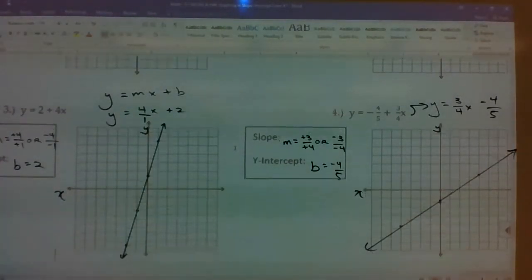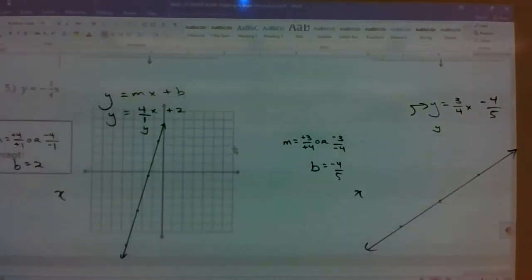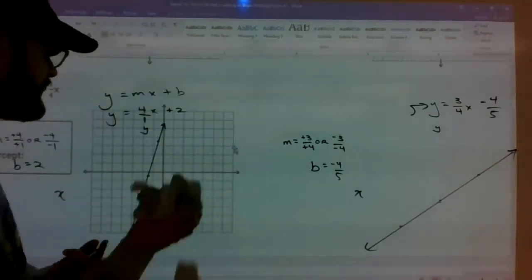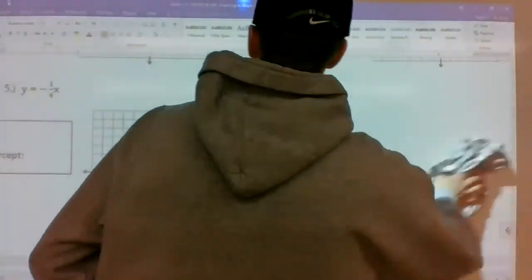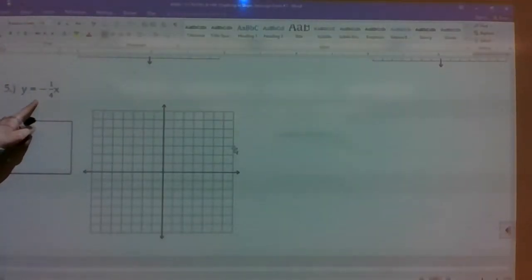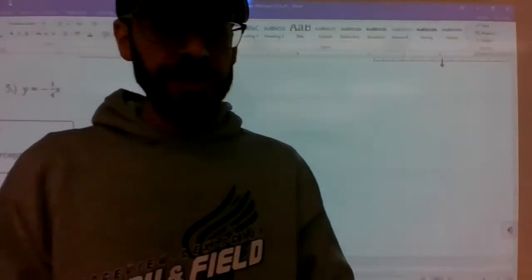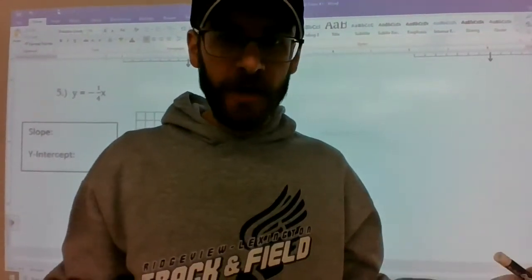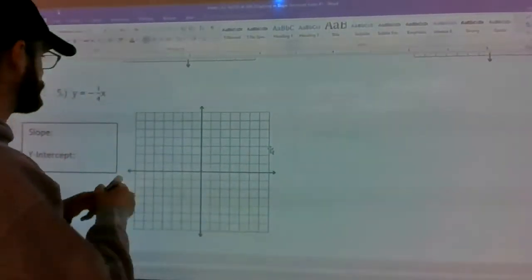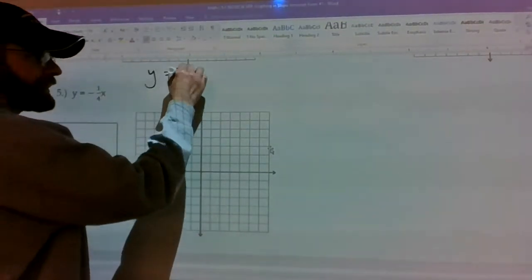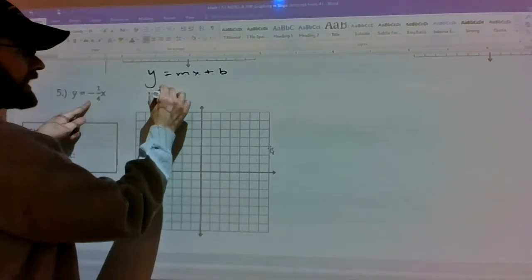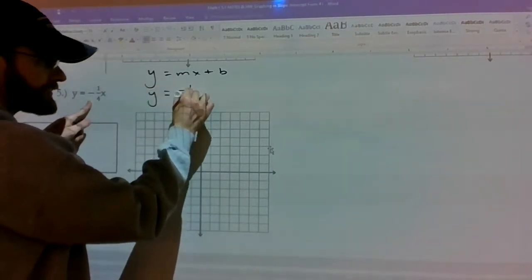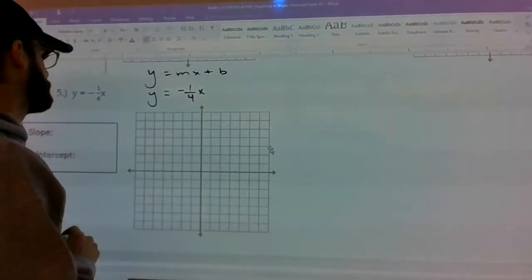All right, so one more graphing example. I wanted to throw this out at you. What happens if one of our equations doesn't have what seems to be completeness to it? Y equals mx plus b is what we're looking for. It looks like we've got y equals mx, but no b.